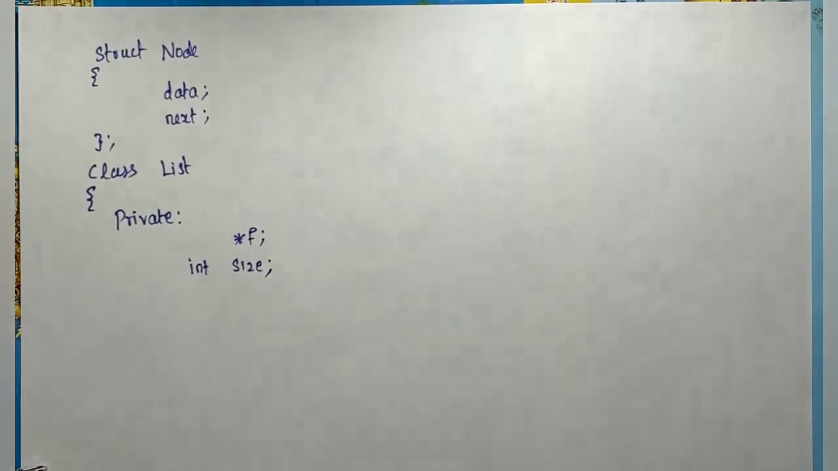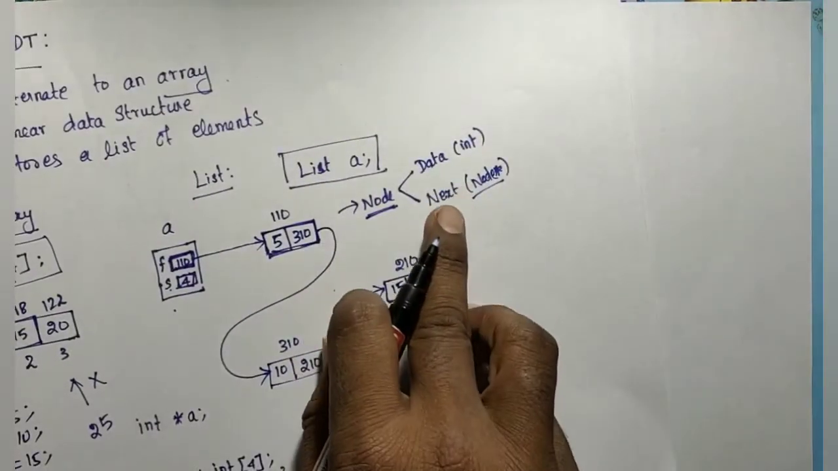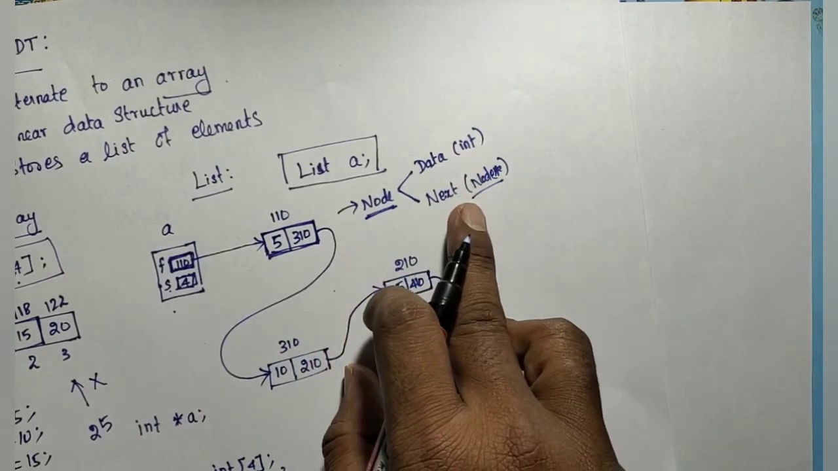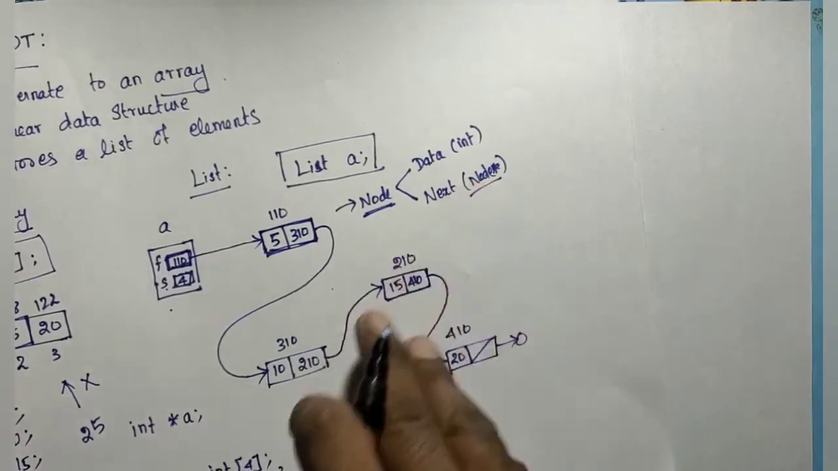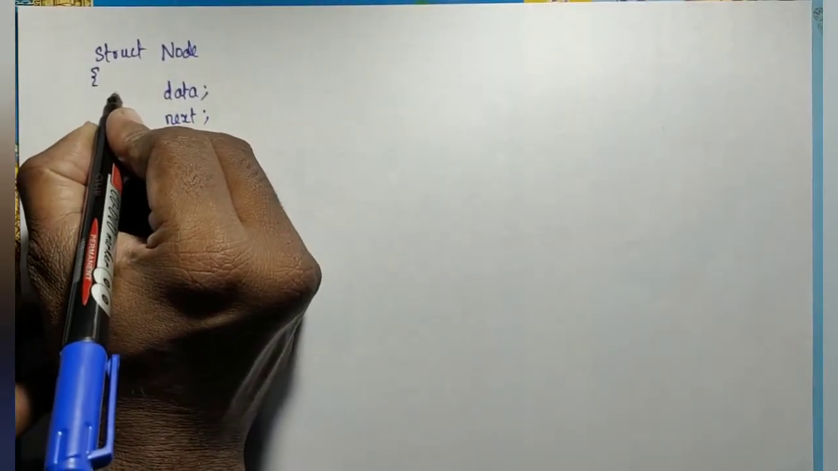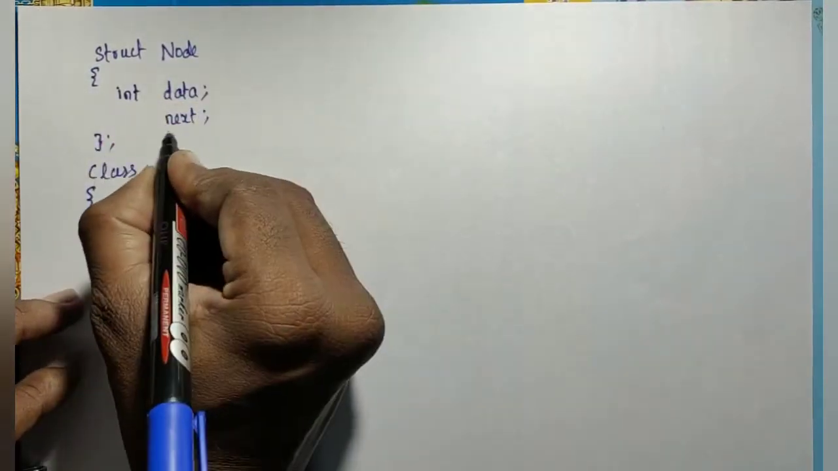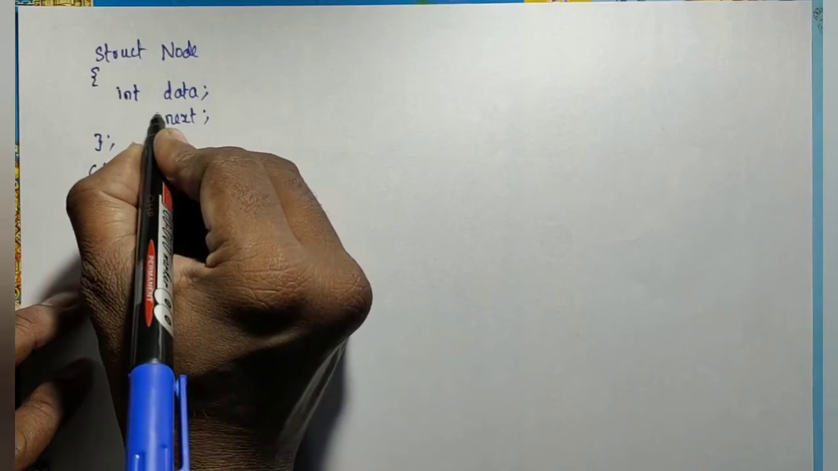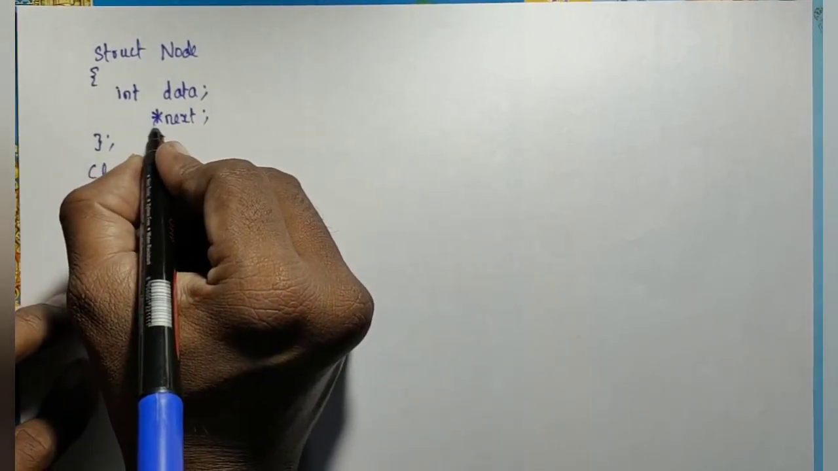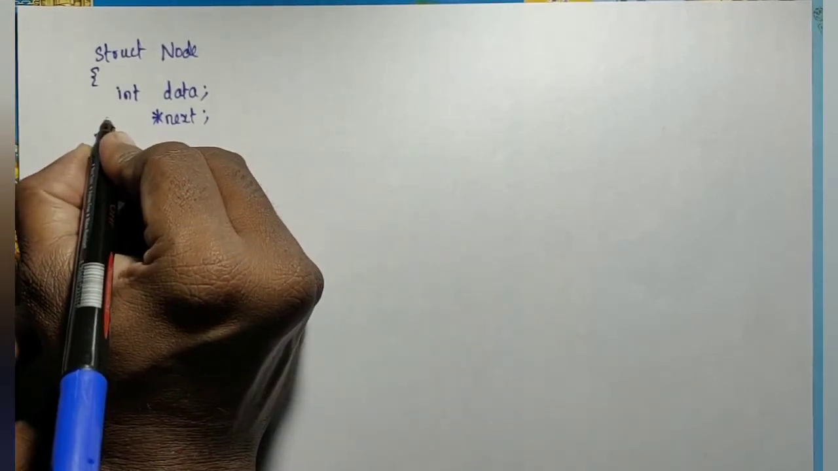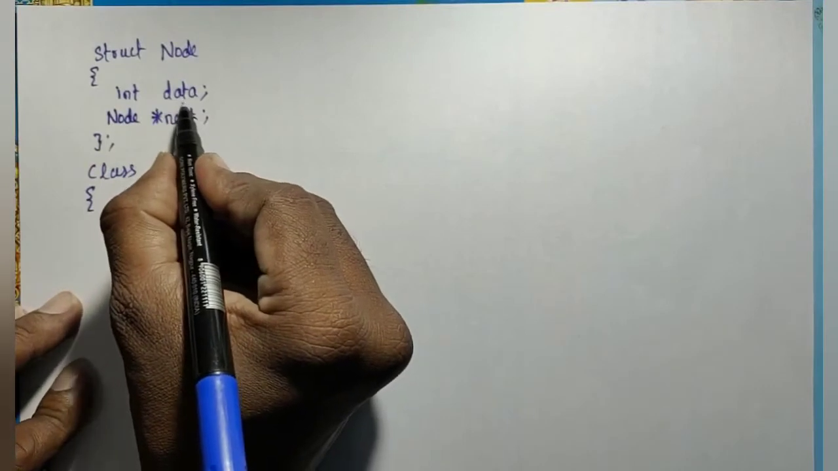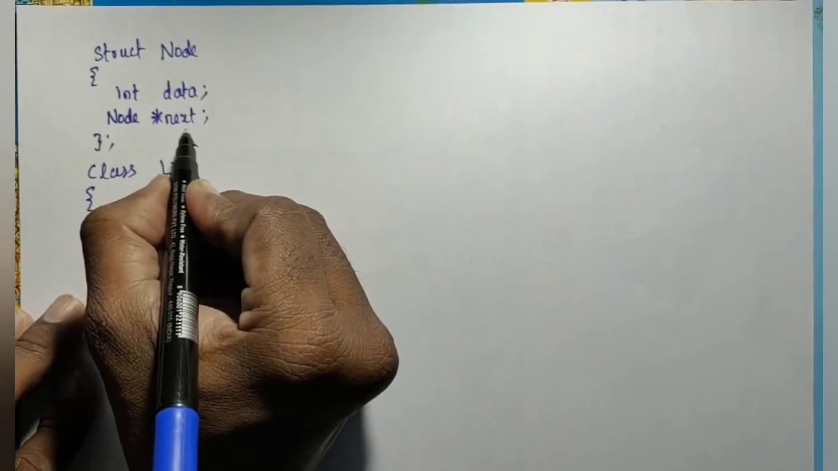And what is the type of data? Data is an integer. The type of next is the address of the next node, so that needs to be declared as int for data. And next should be the address. Address means it should be a pointer. What type of address? The node address, so it should again be a node. So int data, and then node star next.